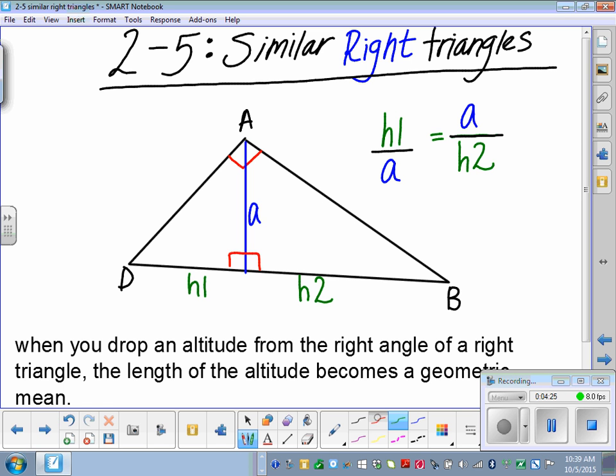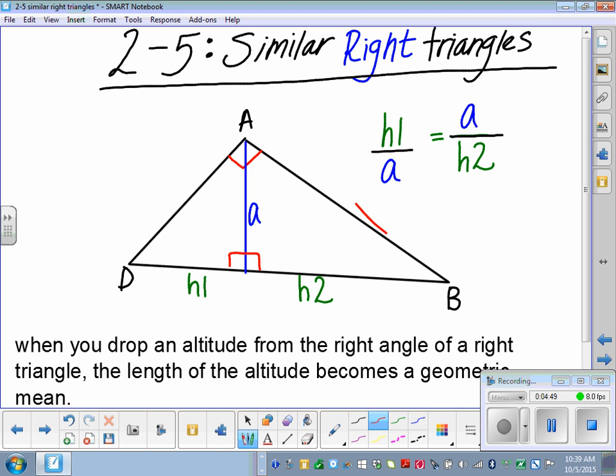So everybody look up here. We have three similar triangles because we have this small right triangle. Does everybody see the small right triangle? Yes. And then we have a medium-sized right triangle. Does everybody see it? Yes. And then we have the large right triangle. Does everybody see those three similar right triangles? Yes. Okay. So with that being said, this altitude being dropped down creates a geometric mean.